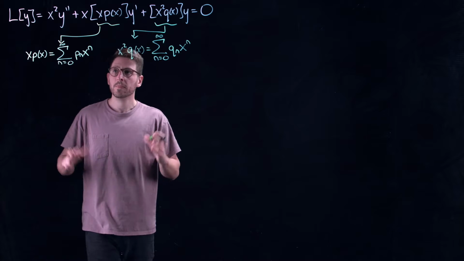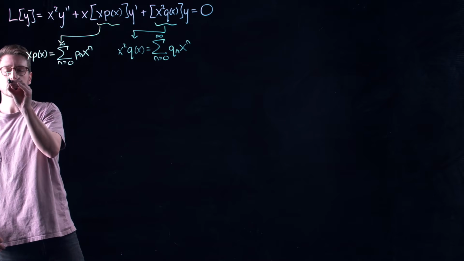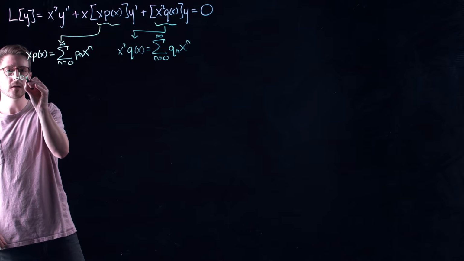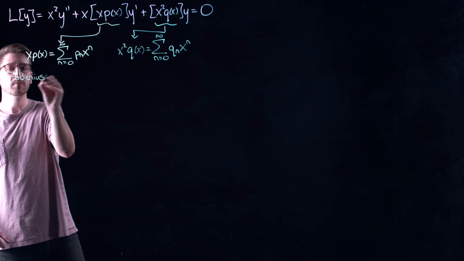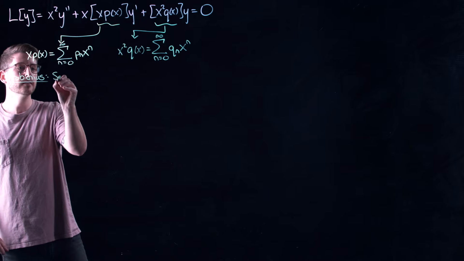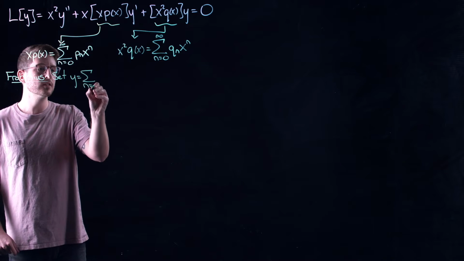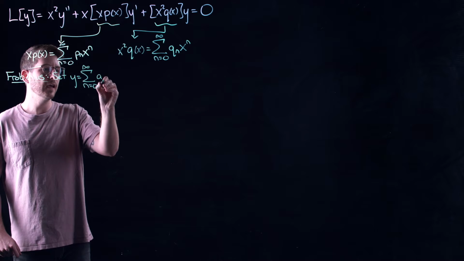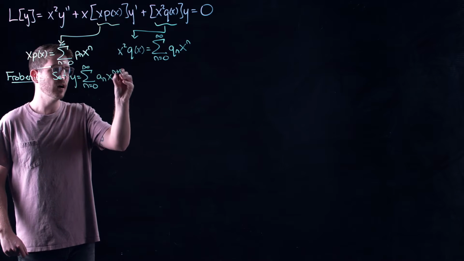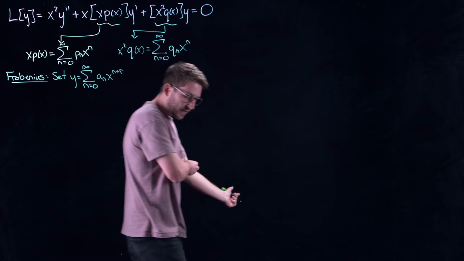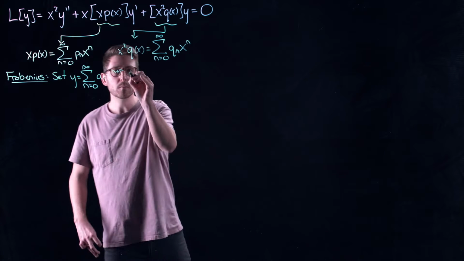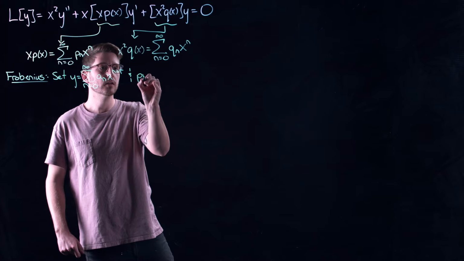Okay. So then the Frobenius method says the following. Frobenius says set y is equal to the sum from n equal to 0 to infinity of a_n x to the n plus r. Right? So this is exactly what we did. And we're going to put this into the ODE.